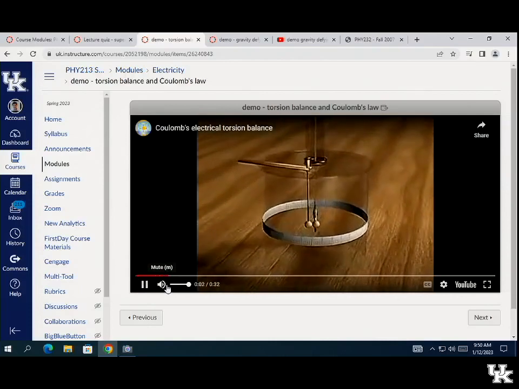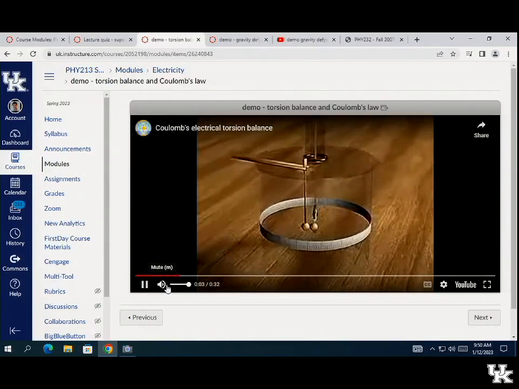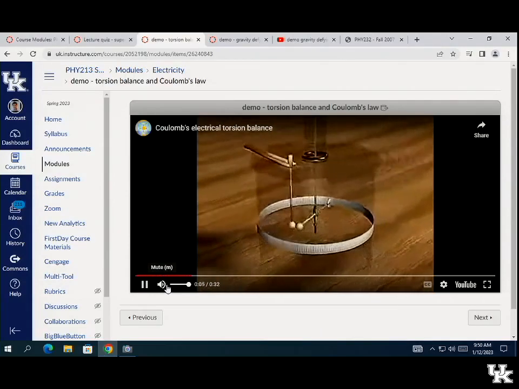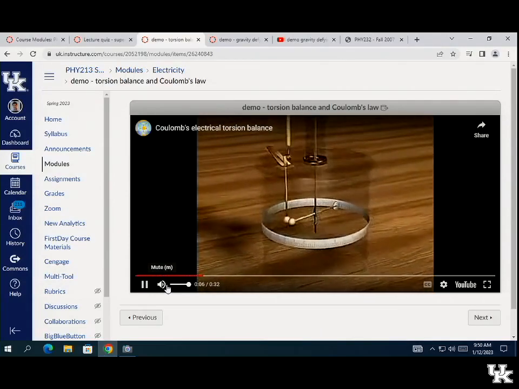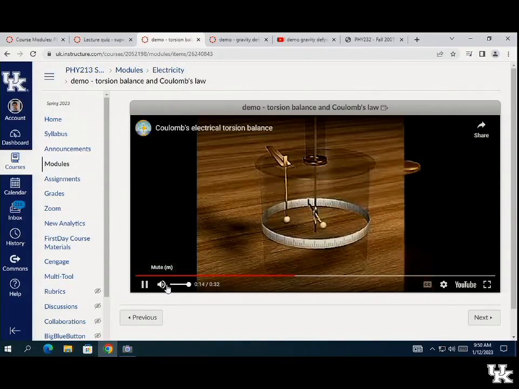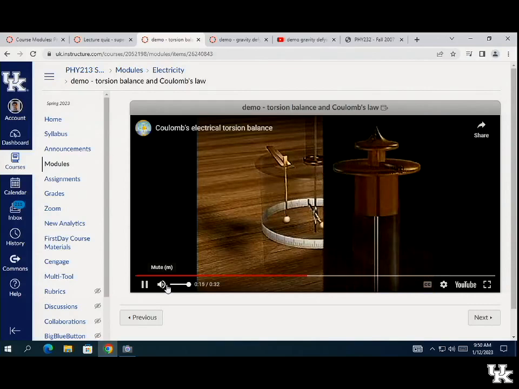Two spheres, two metal spheres, one fixed in place, one hanging on a beam that's hanging from a thin wire. He applies charge here to the two spheres. They repel one another. He's able to measure the force of repulsion, the tiny force of repulsion, by the twist of the wire. And that's how he developed Coulomb's law that describes the electrical force.